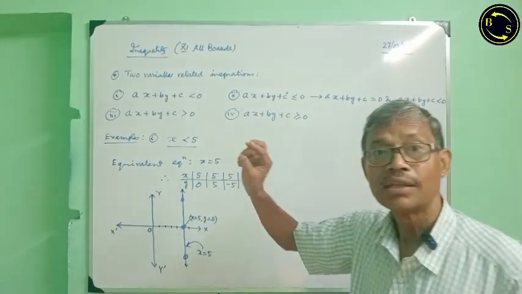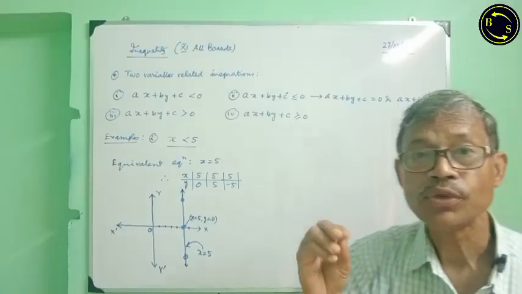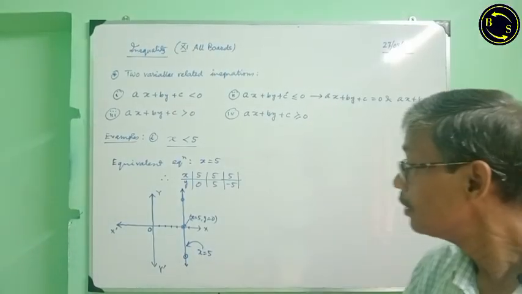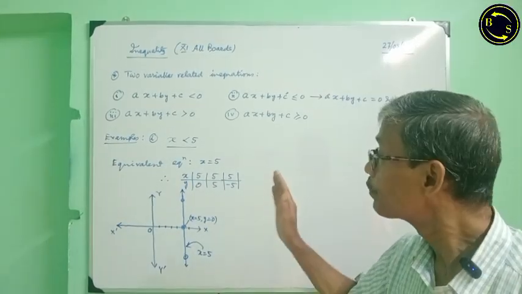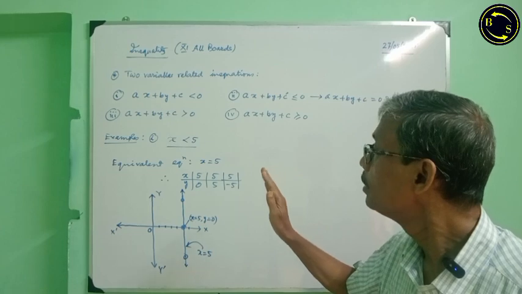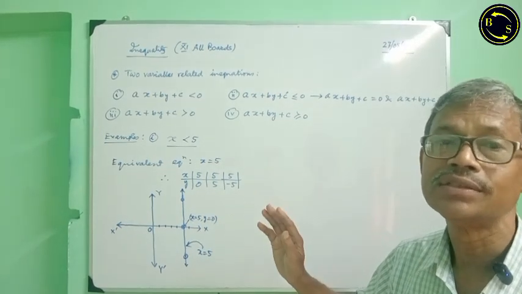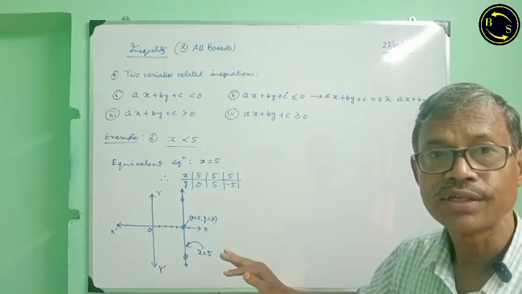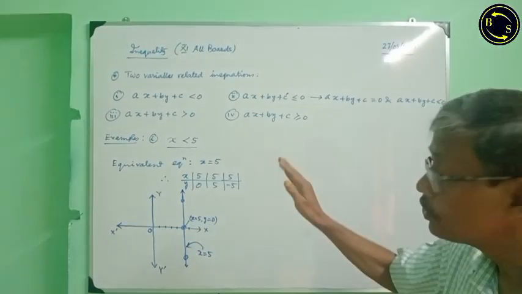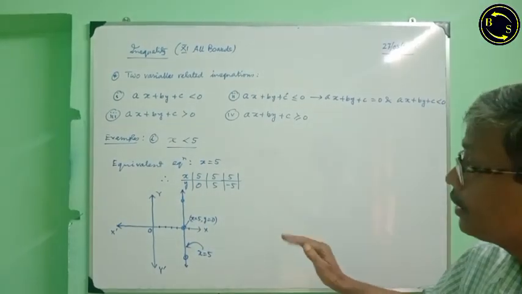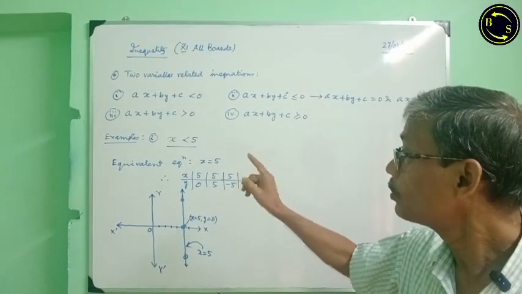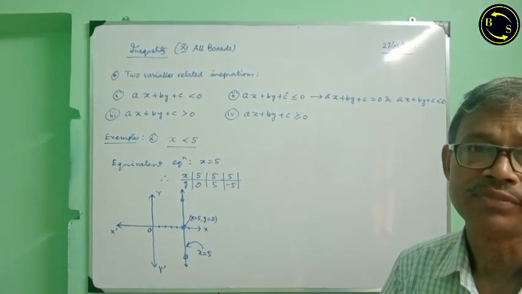That means the origin, the point we have chosen, is on the solution region. We call it the solution region. That means the 0, 0 point is lying on the solution region for the equation x less than 5.